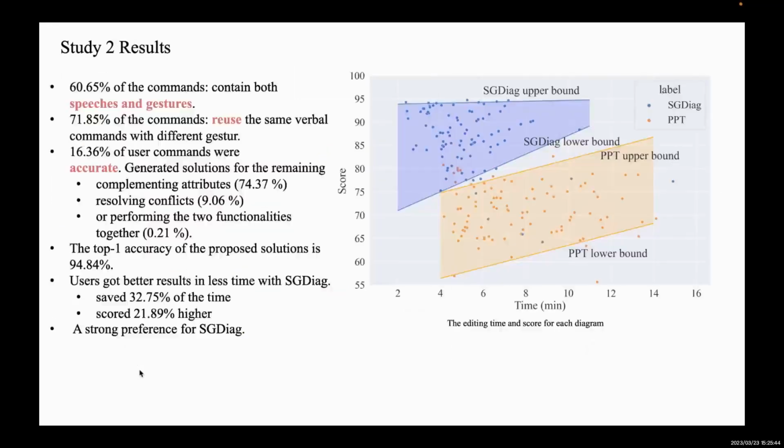The results showed that only 16% of the instructions were accurate, and CET needed to generate solutions for the remaining instructions. The total accuracy of the generated solution was 94.84%. As shown in the figure, users achieved better results in less time with CET. Compared with the baseline, CET can save 32.75% of time and improve the editing results score by 21.89%. In subjective feedback, users also gave more positive feedback for CET.